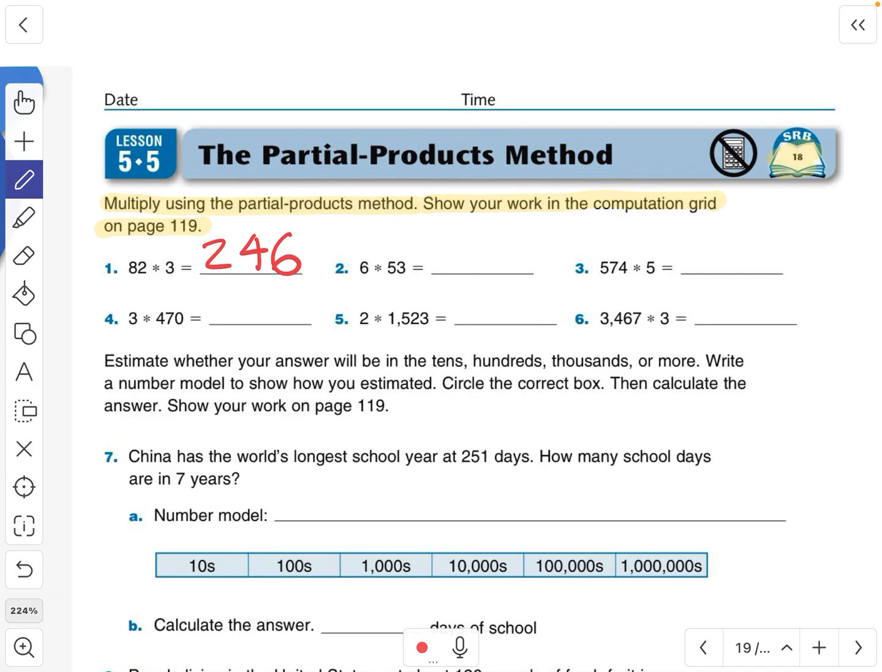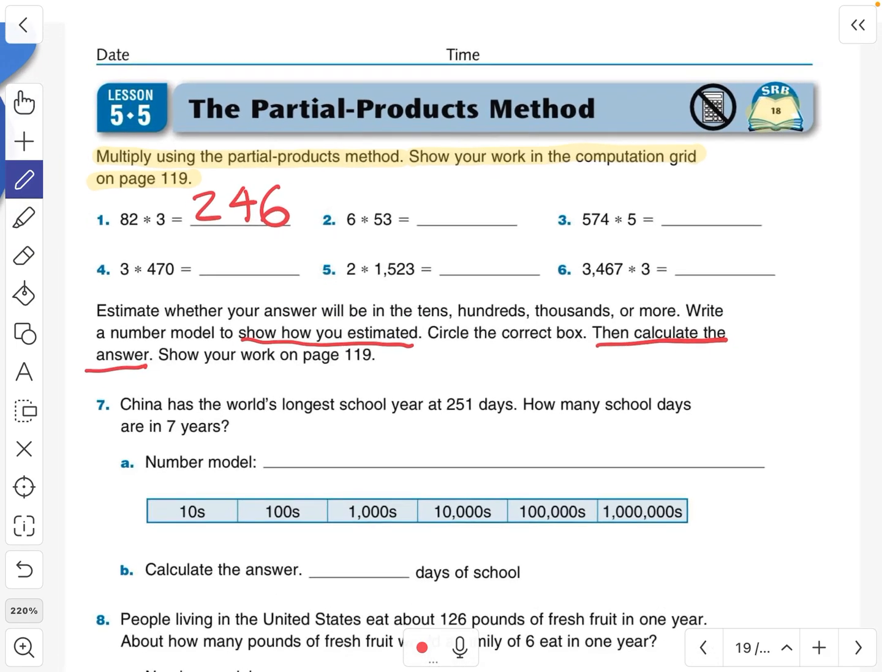Let's jump to the next section. Estimate whether your answer will be in the tens, hundreds, thousands, or more. Write a number model to show how you estimated. Circle the correct box, then calculate the answer. This is something we didn't have to do before. We were just doing estimates yesterday. Now we're going to calculate the answer too. And we're going to show that work on the grid on page 119 too.